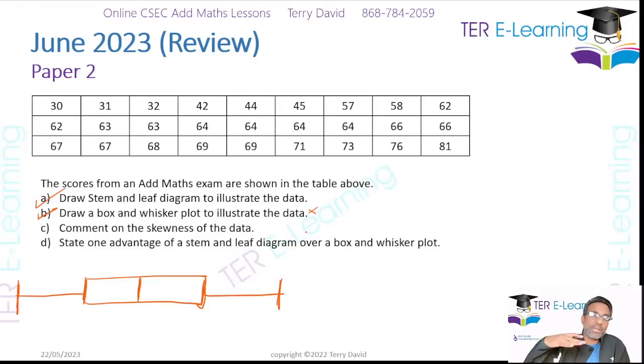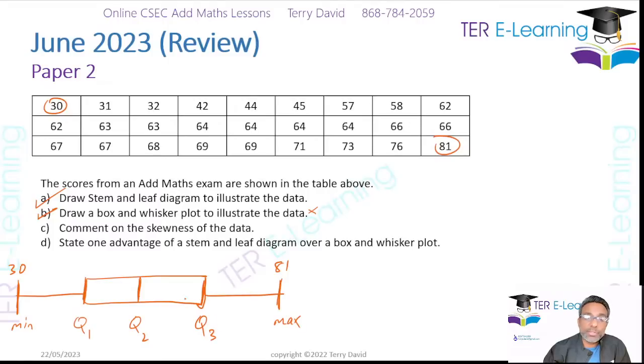Now this box and whisker could be horizontal or it could be vertical. It depends on how they draw it in the exam. So this is your minimum value, this is your maximum value. We already know what those values are. This is 30 and this is 81. Next thing we need to do, this value here is your lower quartile, Q1. This here is your median, and this here is your upper quartile. So we need to figure out those numbers before I could even draw this.